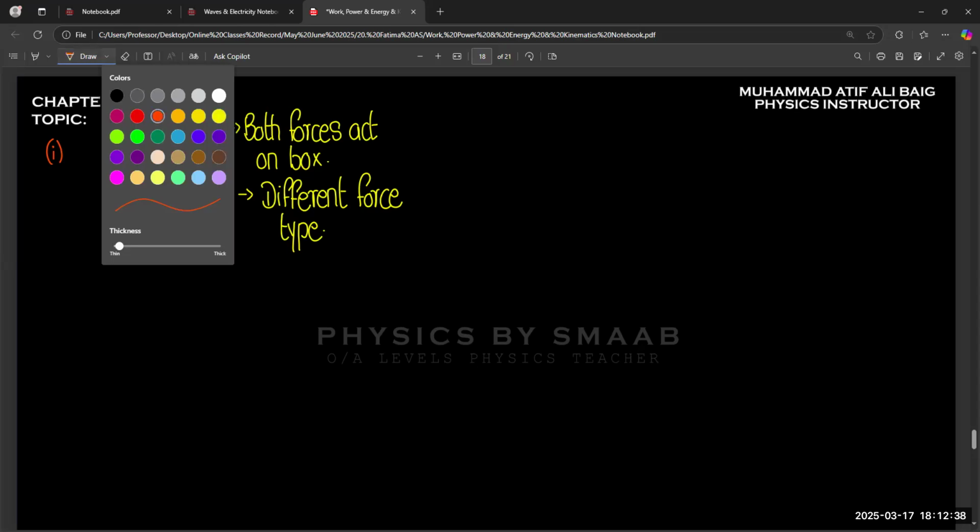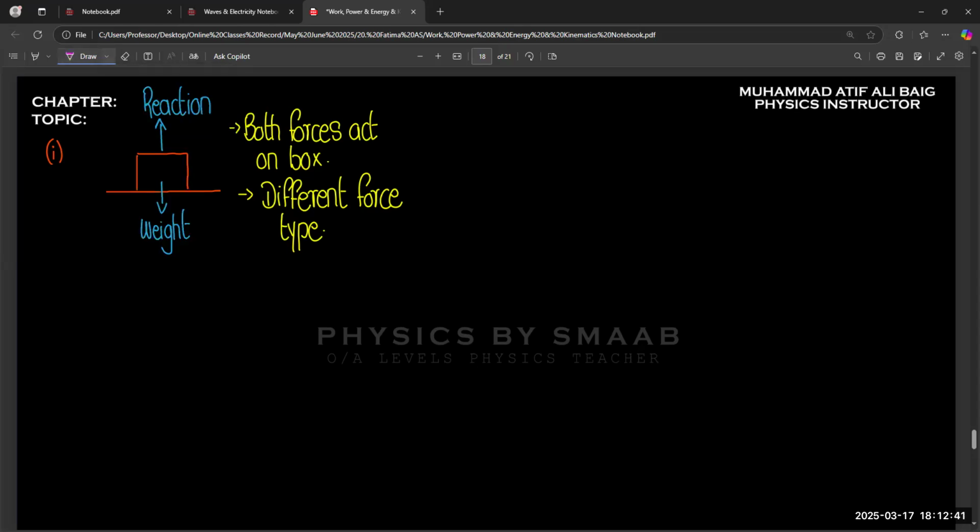Different force type means the weight force is due to gravity. It means this force is a non-contact force, and this is due to contact force. So these two types of forces are exactly different from each other. They are not the same. And also both forces are acting on a single body, a single object. That's why it is not the application of Newton's third law.